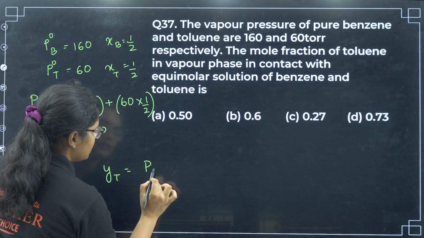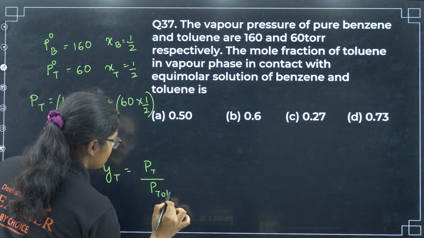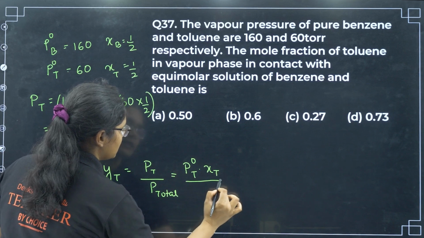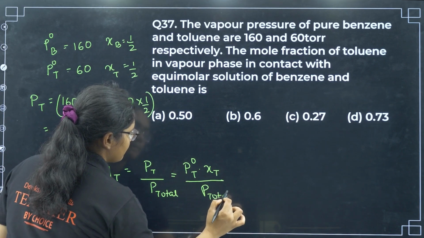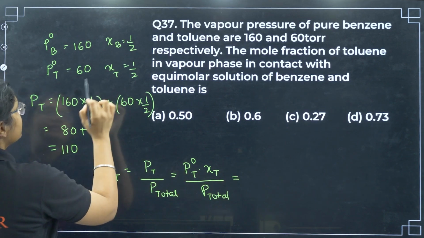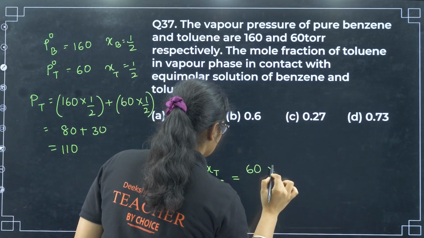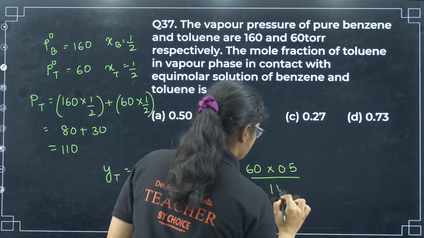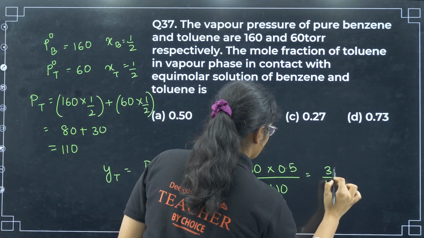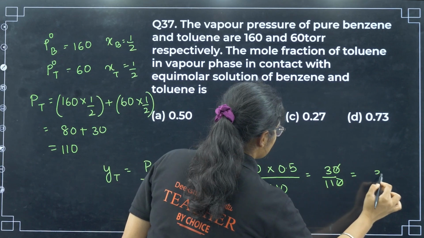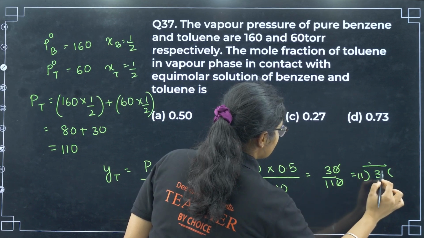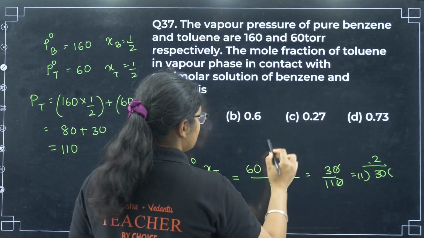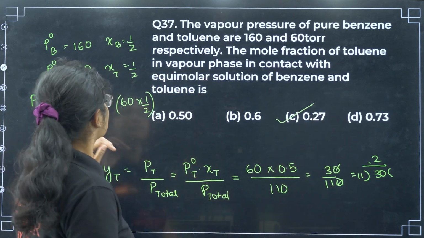Now you have to calculate the mole fraction of toluene in the vapor phase, so YT will be P of toluene by P total. What is P of toluene? P naught T into mole fraction of T, divided by P total. P naught of toluene is 60, and the mole fraction of toluene is half, divided by P total, which is 110. So I will get 30 by 110 or 3 by 11, which is about 0.27. So that is why option number C here.